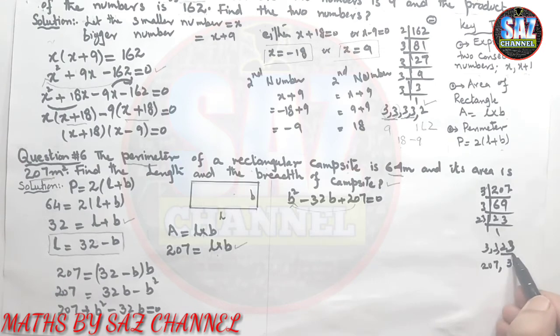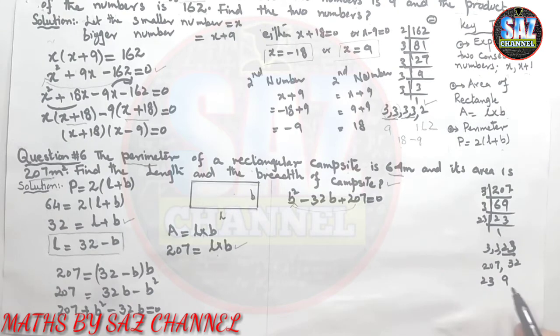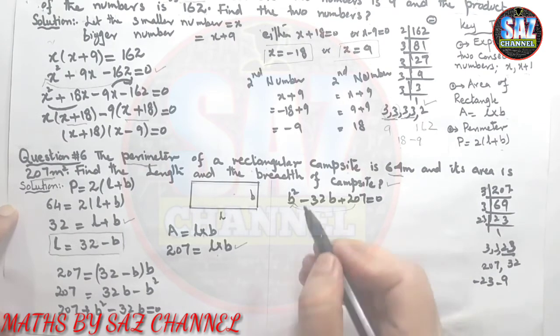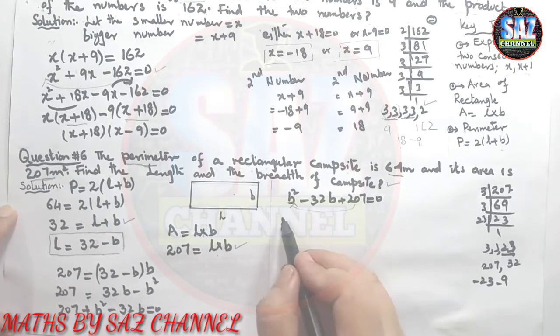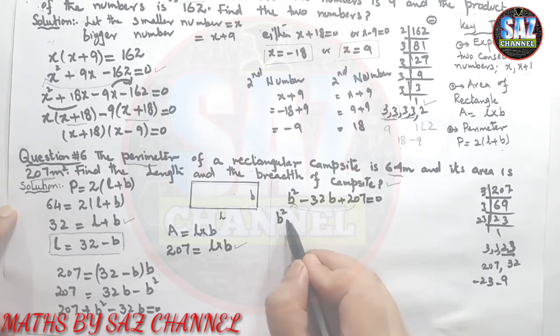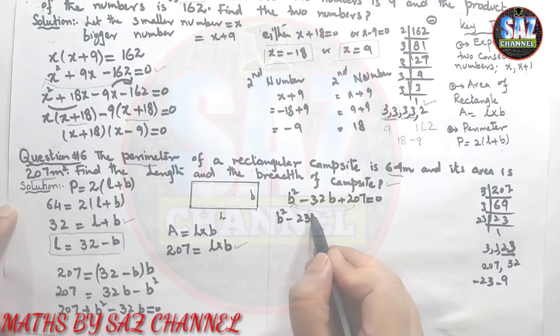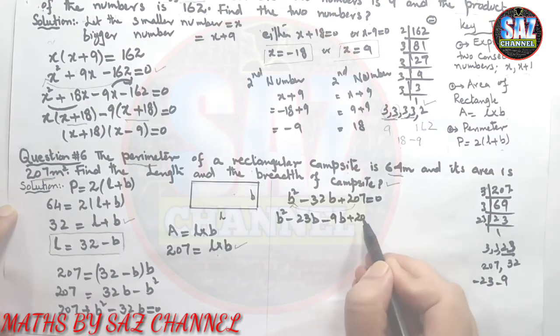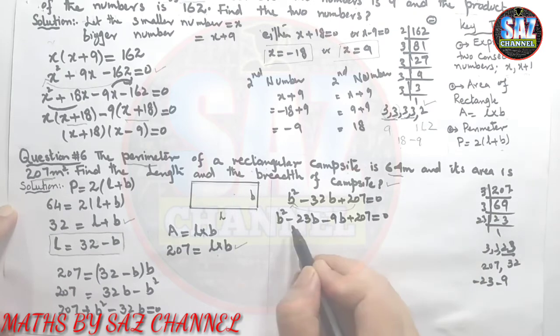If I'm taking 23 and 9, 23 plus 9 is 32. So the problem is what sign I'm going to attach with 23 and what sign with 9. Both will be negative because my middle term is negative. Now coming to the middle part, B square minus 23B minus 9B plus 207 equals 0.